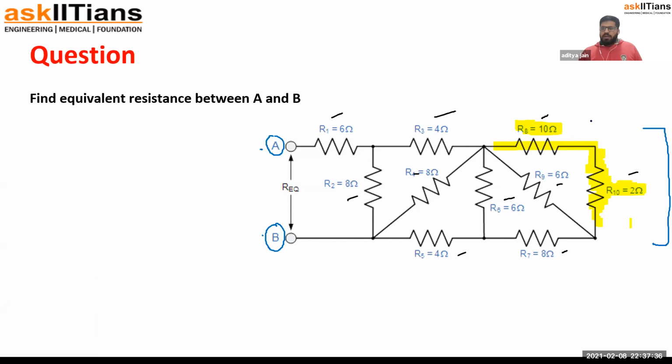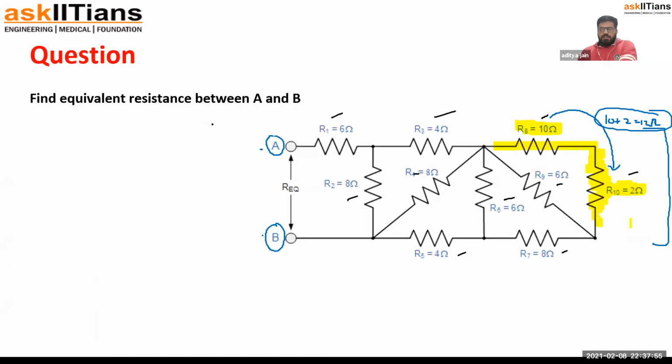So what will be the equivalent resistance? And you know what is the equivalent resistance in series? Algebraic sum. So it will be 10 plus 2, that is 12 ohm. So I can replace these two resistors with a single resistor of 12 ohm. Yes or no? So let's make the equivalent network.